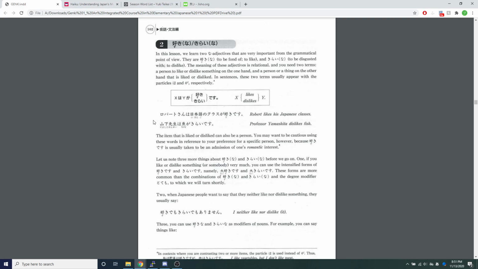Let's see. Kirai is used exactly the same way as suki, except it means dislike. And daikirai is to hate something, to very much dislike something. Now, it's not necessarily culturally common to say that you kirai something in Japanese culture, because that's a little too direct for a lot of people.